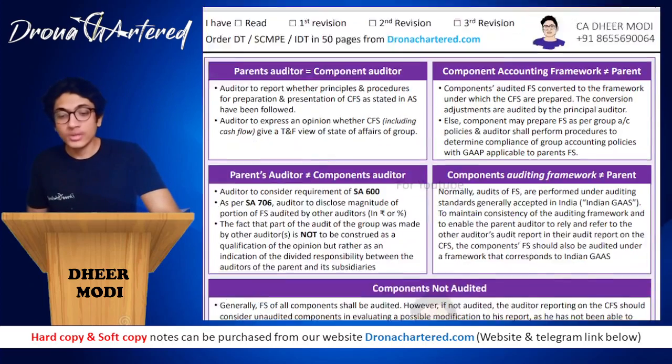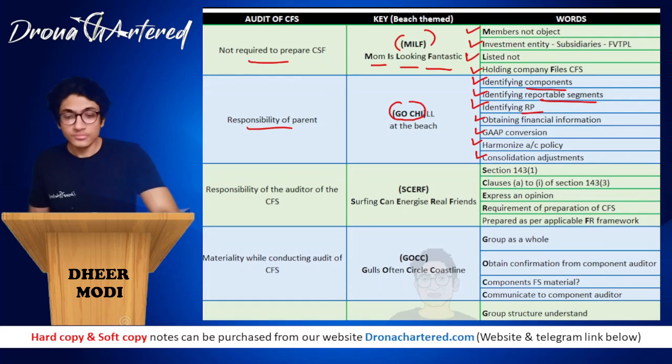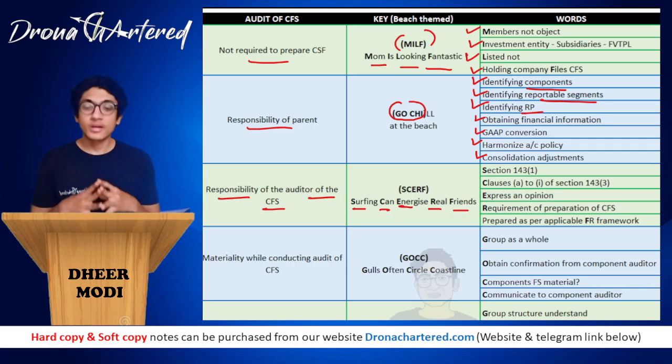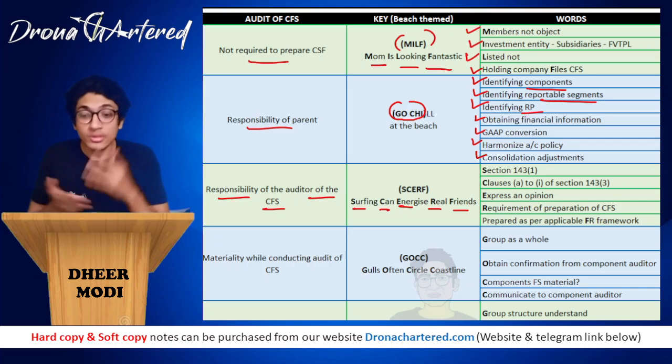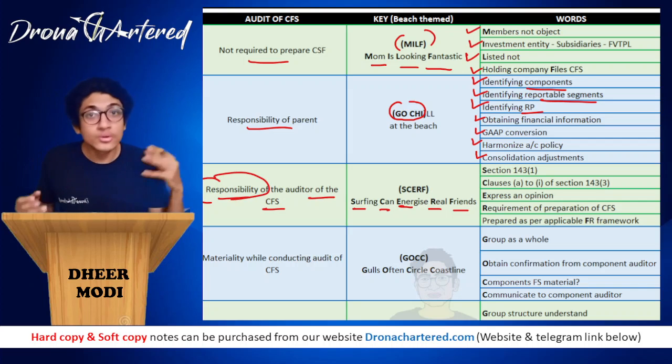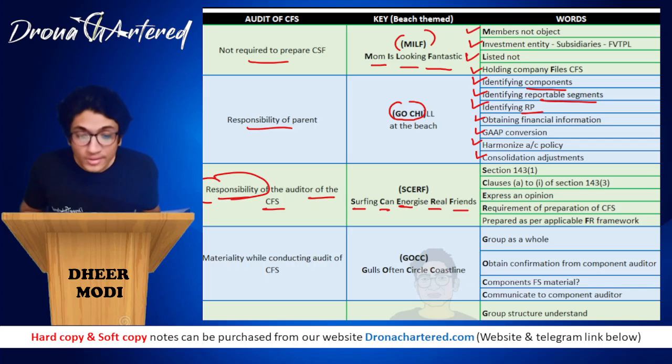Okay. Now coming to the key for this part, that is the responsibility of the auditor of CFS. Over here the key is SCERF. SCERF means Surfing Can Energize Real Friends. So suppose you have gone on a trip to Goa. Now your responsibility is that everybody has fun. So you take them for surfing. Therefore, surfing can energize real friends.